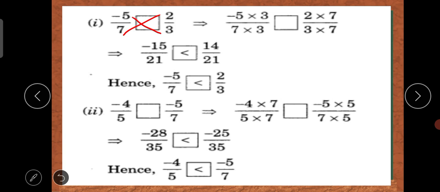Next one, minus 4 upon 5 and minus 5 upon 4. Same method, do the cross multiply. Minus 4 is multiplied by 4 and 5 is multiplied by minus 5. So we will get the answer minus 28 upon 35 and minus 25 upon 35. So here again the numbers given are negative, minus 28 and minus 25. We know that when we are comparing negative numbers, bigger numbers are always smaller because they are far from 0. Okay. So here minus 25 upon 35 is greater as compared to minus 28 upon 35.